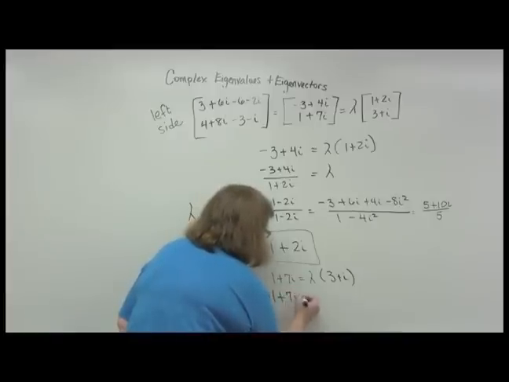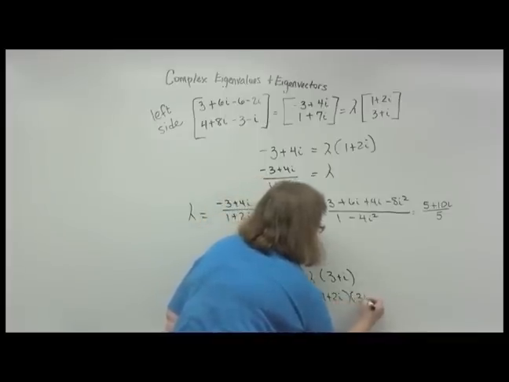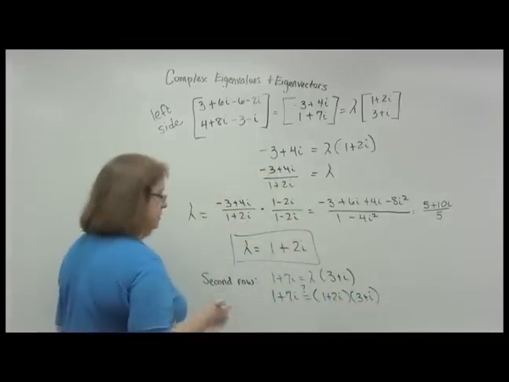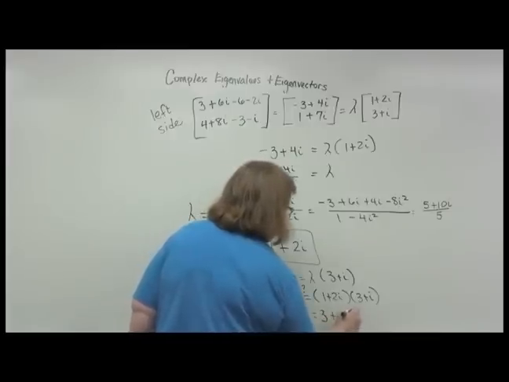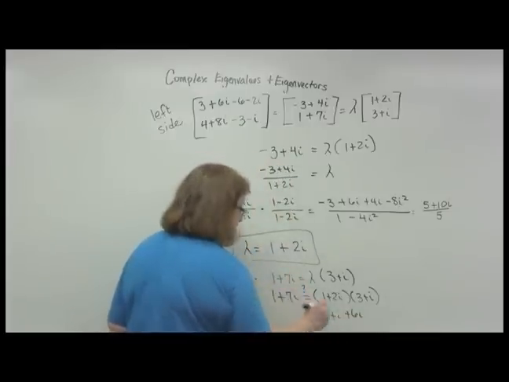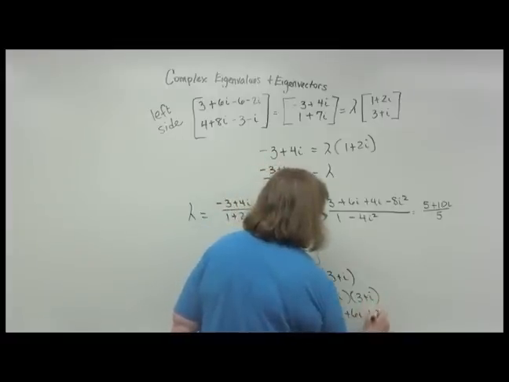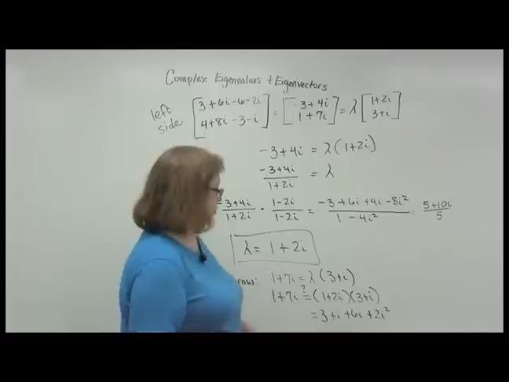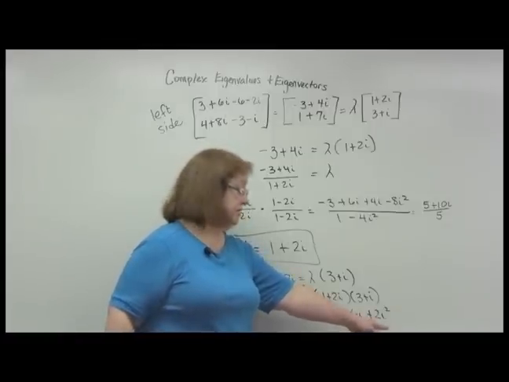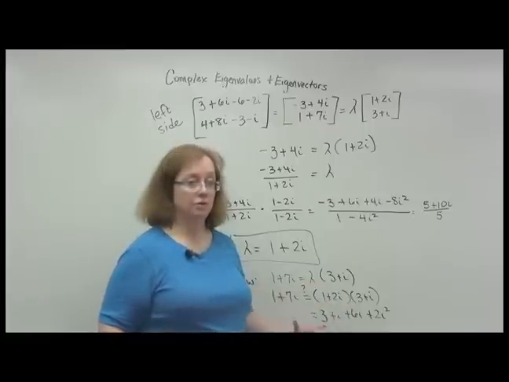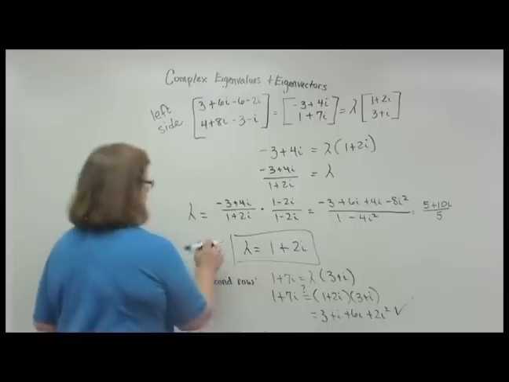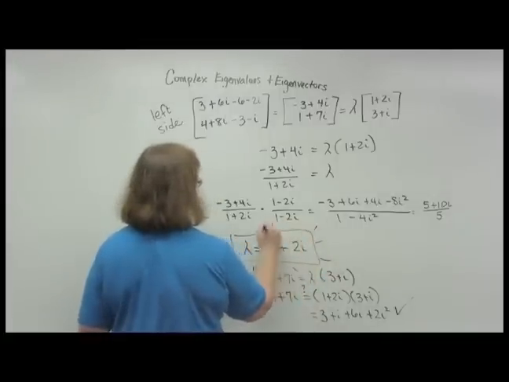Is 1 plus 7i equal to 1 plus 2i times 3 plus i? That's the question. Well, let's see. On the left side, I'm getting 3 plus i plus 6i. Ooh, i plus 6i is 7i. That's a good sign. And then last, I get plus 2i squared. And what is 2i squared going to be? Well, the i squared is negative 1, so that's going to be minus 2. 3 minus 2 is 1, so I get 1 plus 7i. It really does work. So this was the eigenvalue we were looking for.